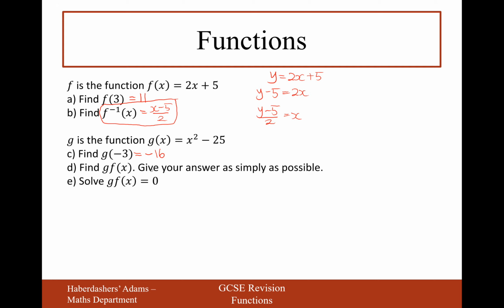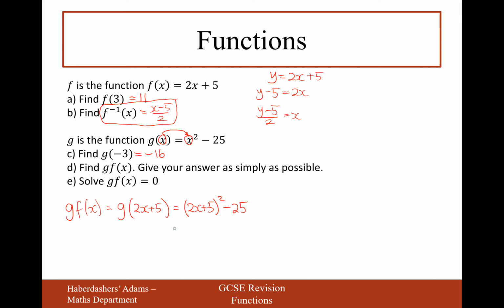Find gf of x, give your answer as simple as possible. So gf of x: I'm going to do the f function first. So that's going to be g of 2x plus 5. Then the 2x plus 5 goes in as x into the g function, so it's going to appear where x is, so it's (2x plus 5) all squared minus 25.